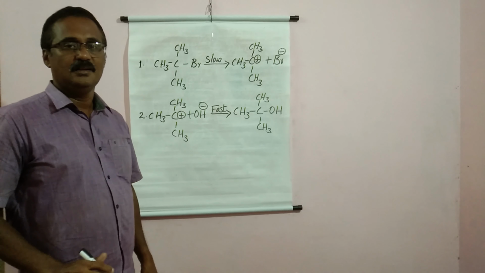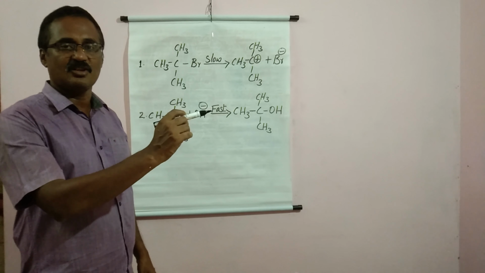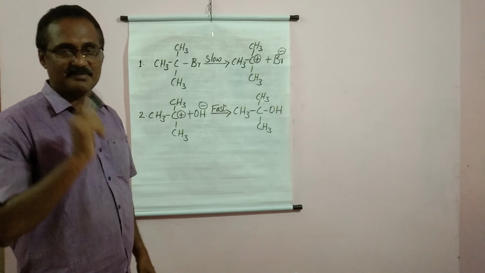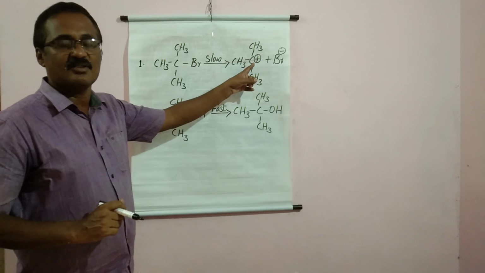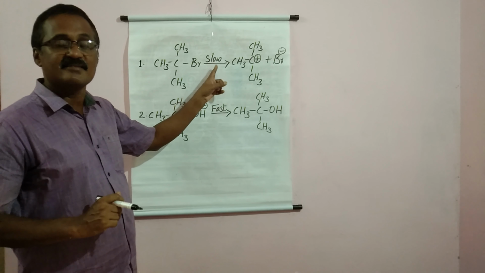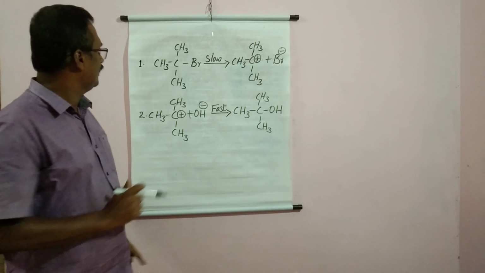Let us now discuss the stereochemistry of SN1 reaction. We know SN1 reaction takes place in two steps. The first step is the formation of the carbocation. That is the slow and hence the rate determining step of the reaction.